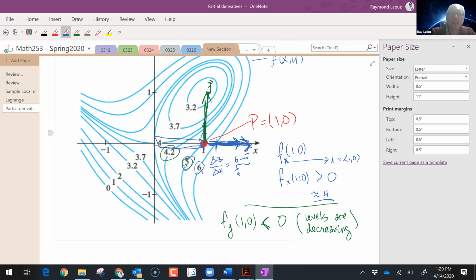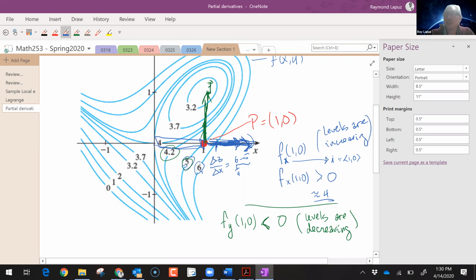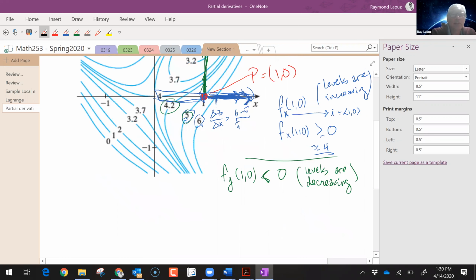In this direction, it's increasing. So let's make a note here, levels are increasing. So that gives a positive direction. Okay. Now, if I was sitting just here, if this is my new point, let's call this point Q. At that point right there, what do you think is happening with the derivatives there? f sub x at Q or f sub y at Q?